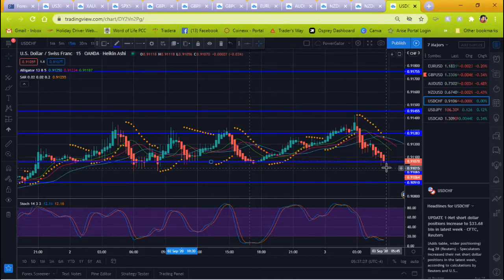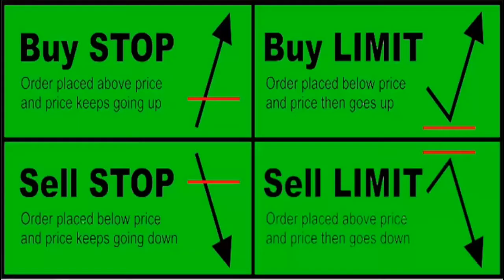With a pending order, it's actually going to allow you to say, okay, this is where it should come. If it comes down here, it's going to keep going. Or if it goes up here, it's going to keep going. And then that's when I want to get into the trade. And with that, I'm speaking about the buy stop, sell stop, buy limit, and sell limit.